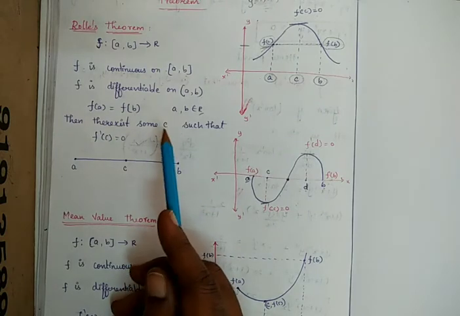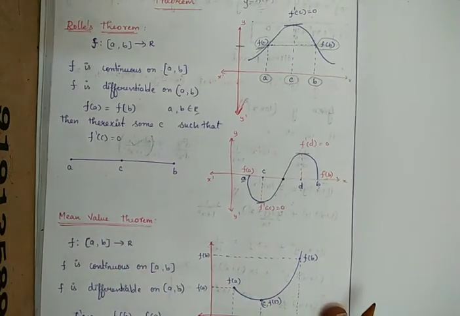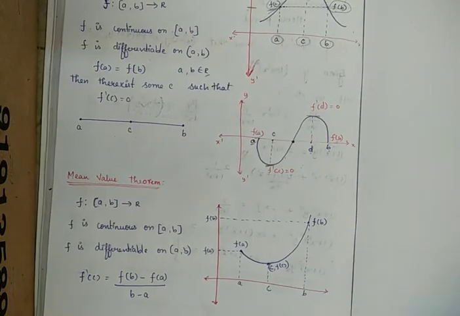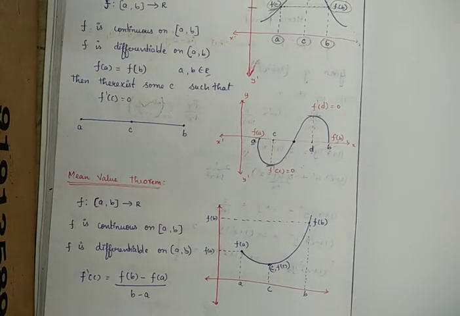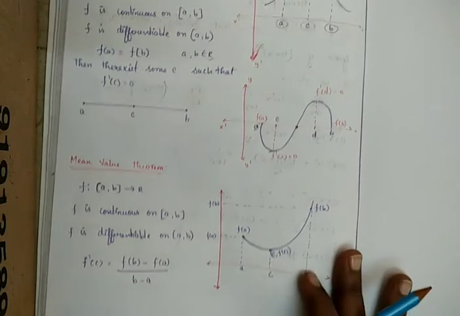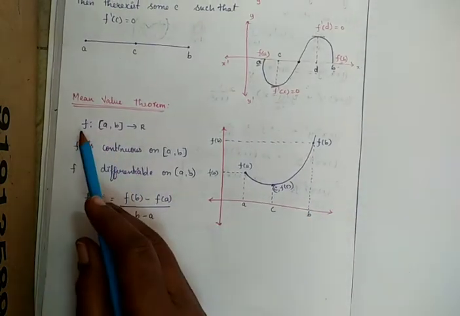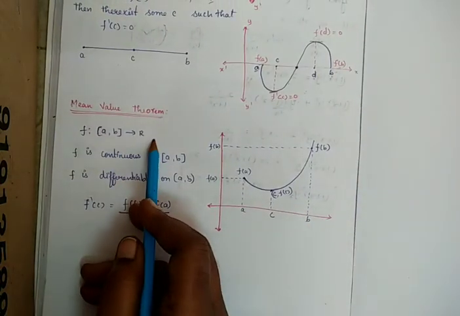That is the statement of Rolle's theorem. Now in the same way we have one more theorem, that is the mean value theorem. The same function is there, f from [a, b] to R.